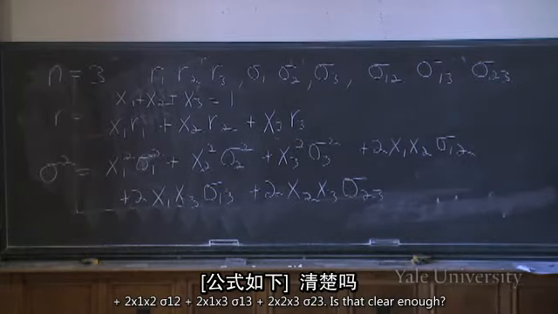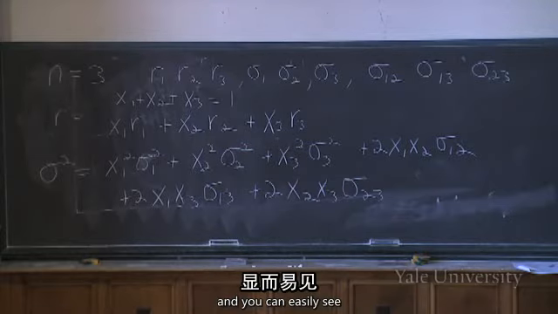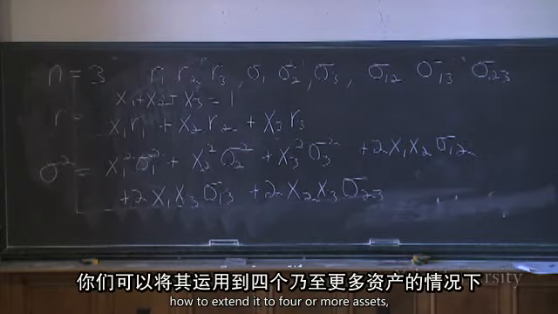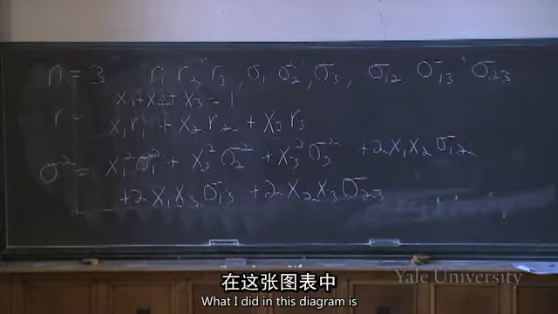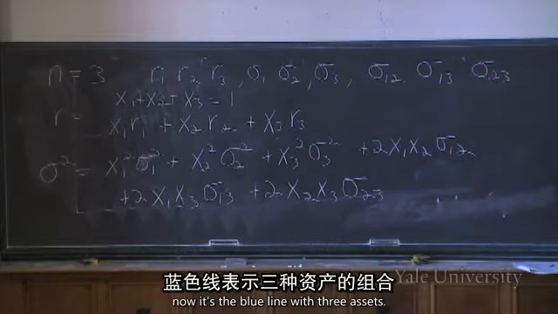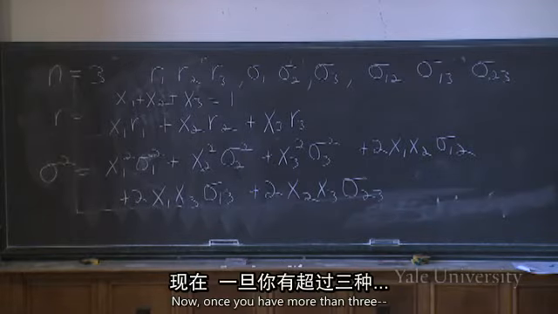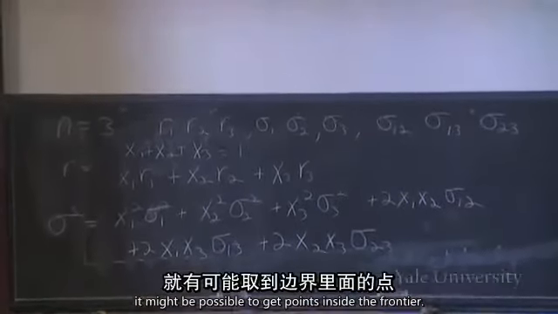Okay, so is that clear enough? It seems like a logical extension of that formula to 3 assets. And you can easily see how to extend it to 4 or more assets, right? It's just a logical extension of that. So what I did in this diagram is I computed the efficient portfolio frontier, and now it's the blue line with 3 assets.